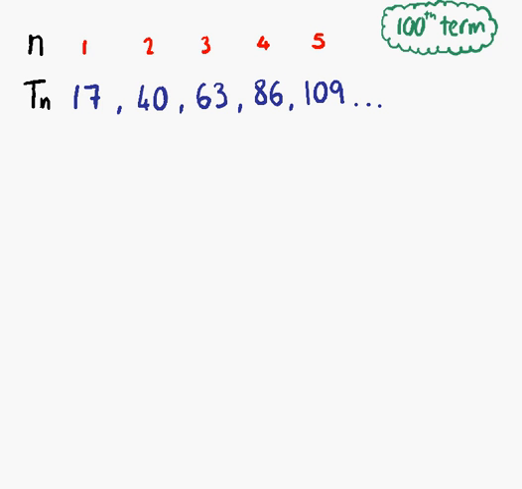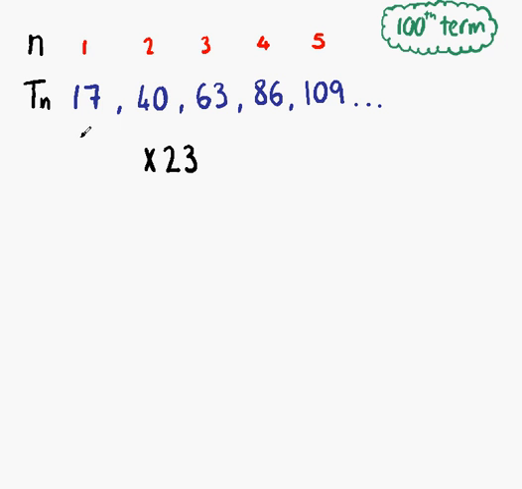So again, the first thing we do is look for a pattern. 17, 40, 63, 86, 109. This time we notice that the numbers are going up in 23s. So that means we are using the 23 times table. Is it as simple as the 23 times table? Well, let's have a look. 23 times 1 is 23, but we have 17. How do we get to 17? Well, we could subtract 6.